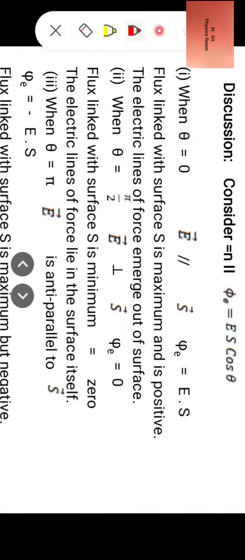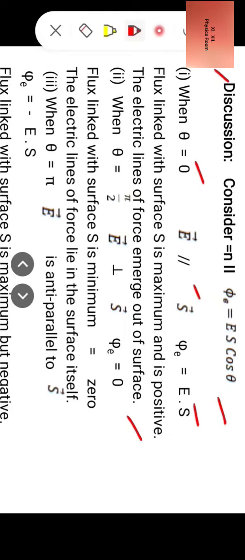Now let us take up discussion. Consider equation 2, phi E equal to ES cos theta. When theta is equal to 0, E is parallel to S and phi E is equal to mod E into mod S. Flux linked with the surface S is maximum and is positive. The electric lines of force emerge out of the surface.